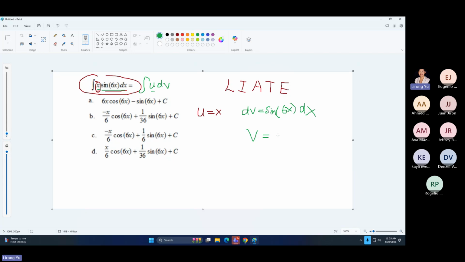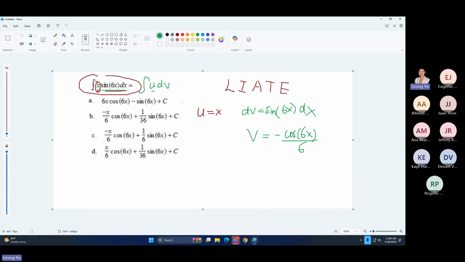Integration of sine 6x is negative cosine, so we have negative cosine 6x. Now we have to do a chain rule. If we don't do anything, the negative cosine's derivative is sine. Right? The derivative of cosine is negative sine, so the derivative of negative cosine is sine. But then you have to multiply by 6 if you differentiate it. Since we have that sine, we have to divide by 6 to avoid having an extra 6 in here. So if we don't have to multiply by 6 in there, we have to have a division by 6 here. That's the inverse chain rule.